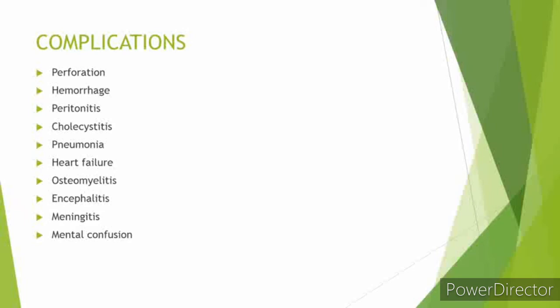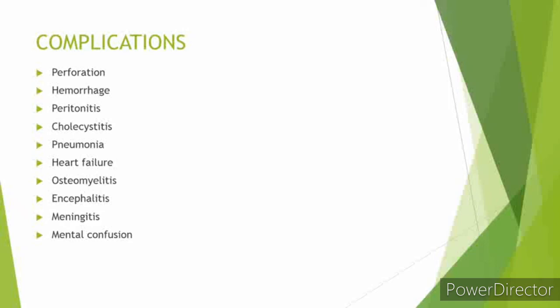How does cholecystitis come in? It's because after replication it will invade organs, and in the organs it invades there is the gallbladder. So inflammation of the gallbladder is cholecystitis. Then pneumonia, inflammation of the lung parenchyma. Heart failure, failure of the heart to pump blood in its usual way. Osteomyelitis, inflammation of the bones due to infection. Then encephalitis, inflammation of the brain. Meningitis, that is inflammation of the meninges. Then lastly is mental confusion.